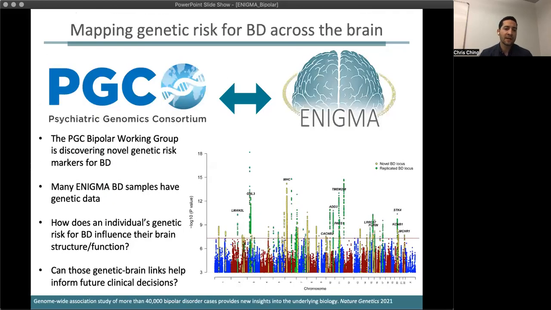Now, one of the important collaborations I wanted to mention here is some work we're doing with the Psychiatric Genomics Consortium bipolar working group. And so the PGC is really a similar type of consortium, an international study combining samples all around the world to find novel genetic risk markers for bipolar disorder. And because many of the ENIGMA samples also have genetic data, we're looking at how an individual's genetic risk for bipolar disorder influences their brain structure and function, and whether or not we can use the genetic brain links to help inform future clinical decisions.